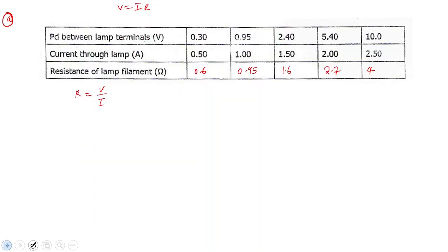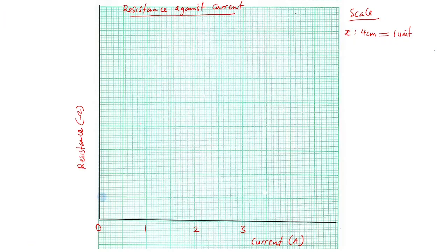Then I'll come here. For the resistance, the highest I have is 4, from 0.6 to 4. So if I say 0, 1, 2, 3, 4, it is also going to fit. So also on the y-axis, I say the same: 4 centimeters is equal to 1 unit. Okay, so this is the scale. Having done that, I'll start plotting because I've done my job.